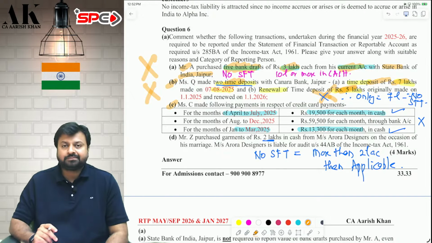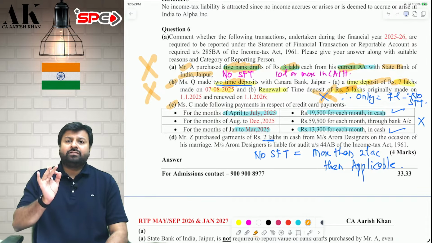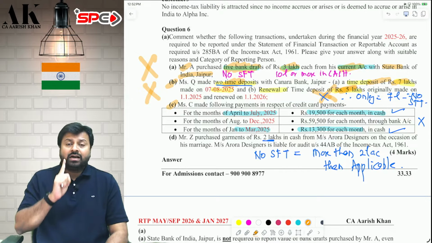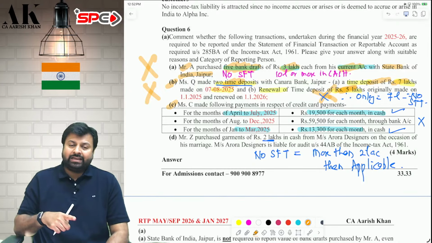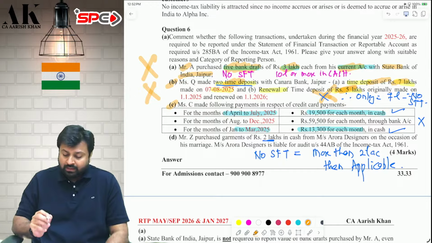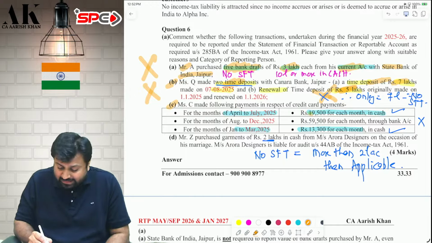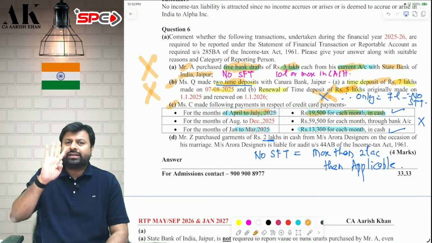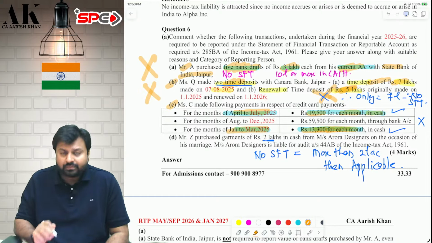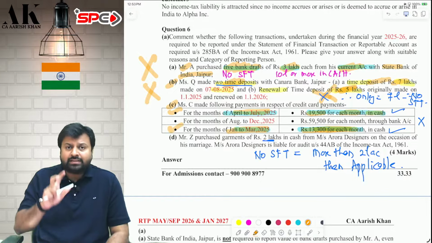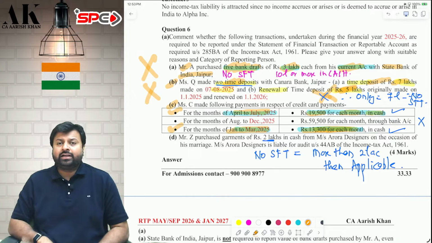Third, credit card. Credit card transaction will be reported when? If the credit card bill is paid in cash of 1 lakh or more, or the total credit card bill of the entire year by any mode is 10 lakh or more. Now, the cash payment is 19,500 each month in cash from April to July for 4 months. Now, this is not exceeding 1 lakh. Wait. But one more cash payment is made. Check from Jan to March. Now, if I take the first and the third transaction, the cash payment is exceeding 1 lakh. It is 1 lakh or more.